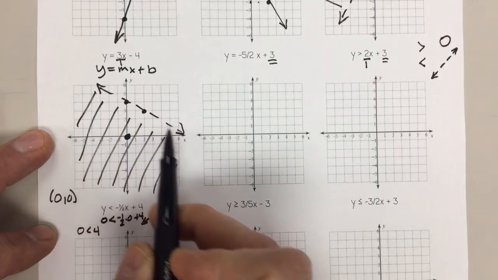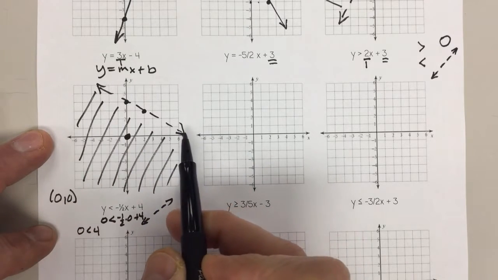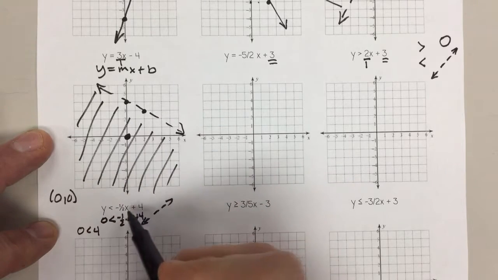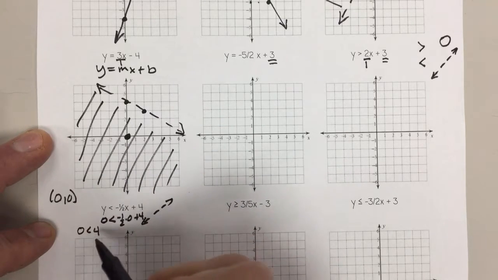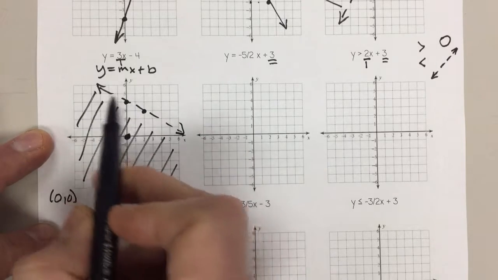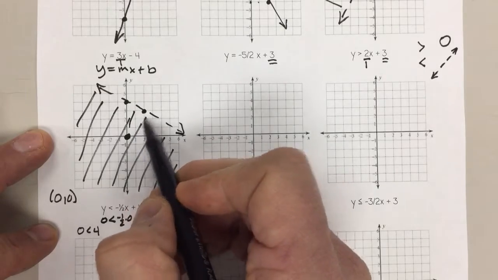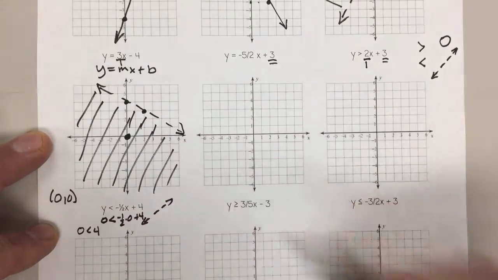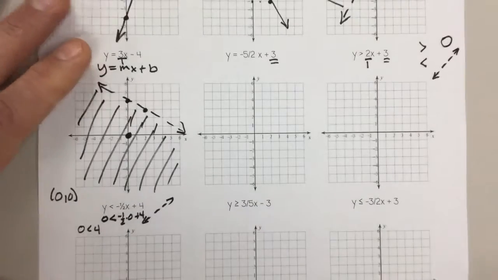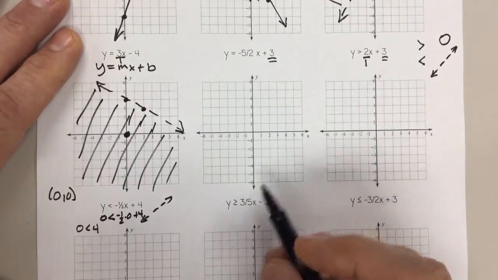Now, the dotted line is like an open circle, which means that the points that are on that line don't work in this equation. They would not give you a true statement. So the line itself is not part of the answer, but all the points below it are. Let's try our next example.